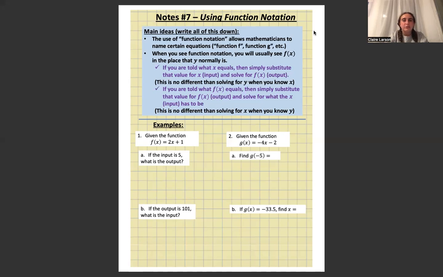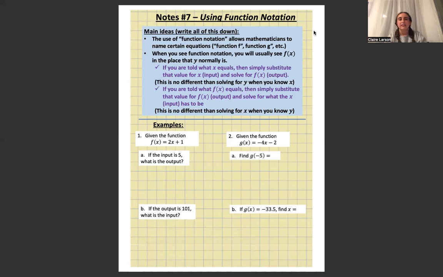I know function notation sounds like a fancy term, but hopefully it'll be less daunting once we get into it some more. I'm going to tell you some main ideas, and it would be great if you could write these down in your notebook because it's really great for retaining information, and if you ever need a refresher, you can go back to your notes.